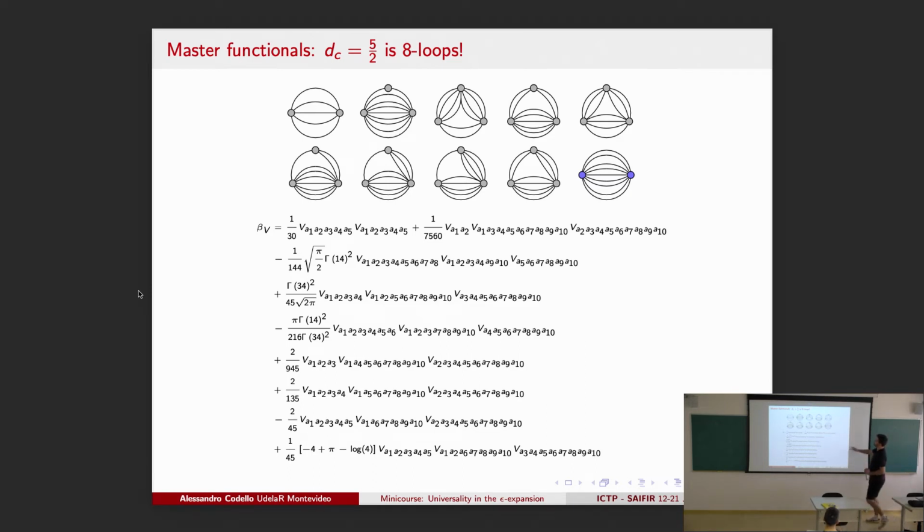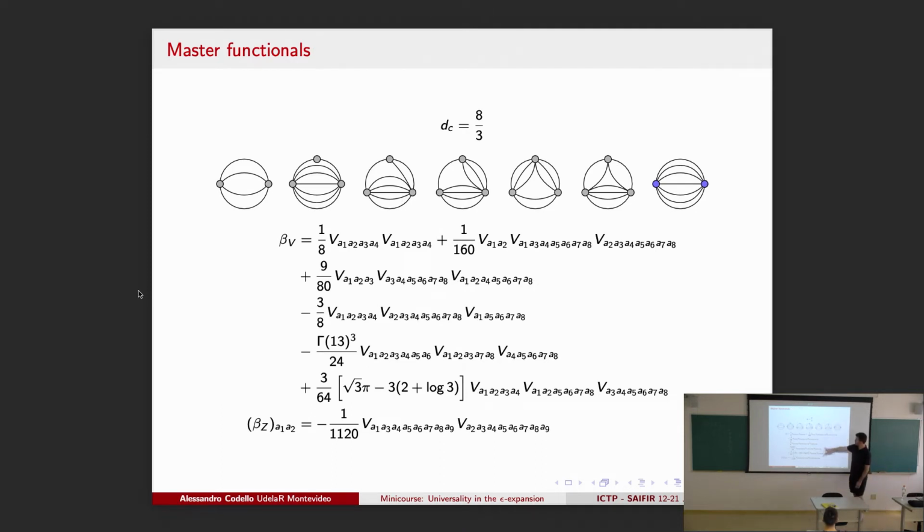No, this is the one that contributes to the anomalous dimension. Okay. So this one is for this one. So this is external legs. Or it's a non-zero field.